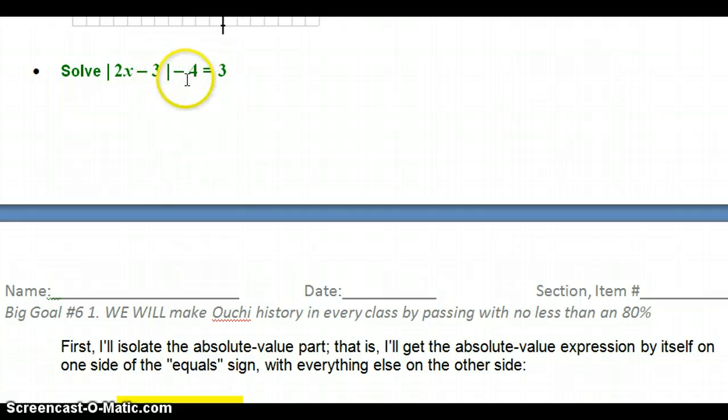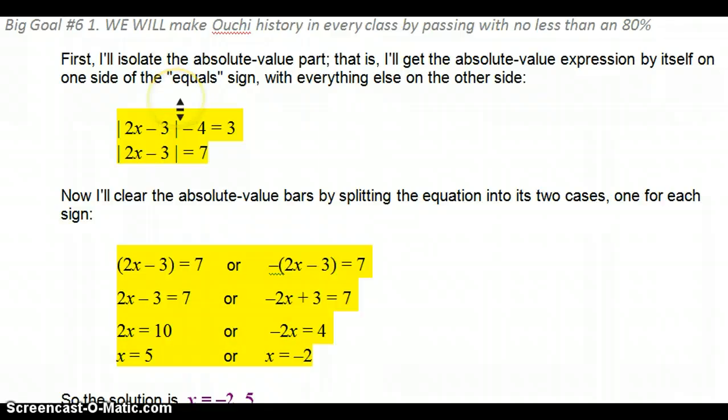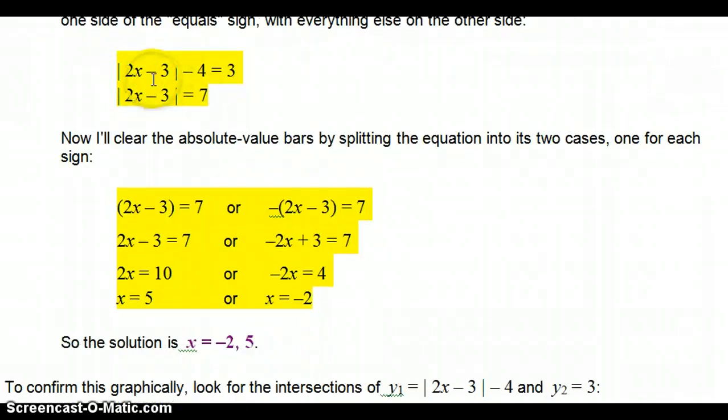We want to get rid of this extra negative 4, and we're going to carry it over to that side by adding, doing the opposite. Here's what we get. We get the absolute value of 2x minus 3 minus 4 equals 3. If you add 4 to both sides, you get 7.